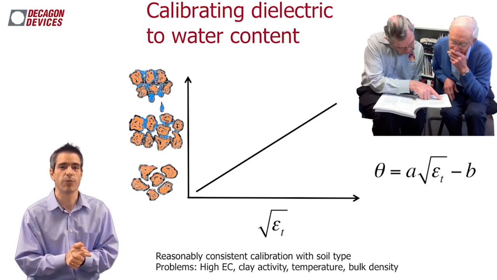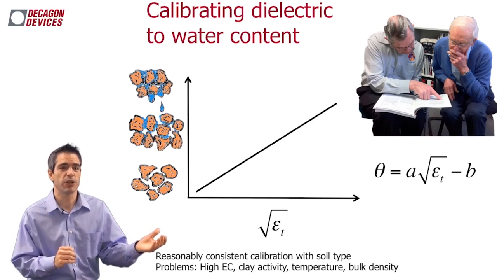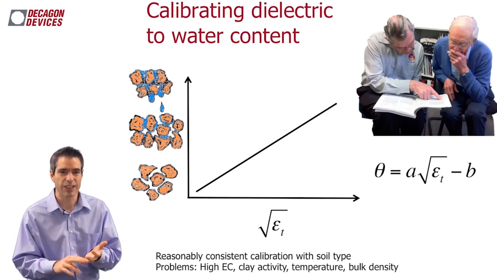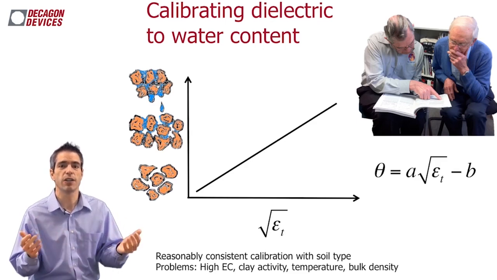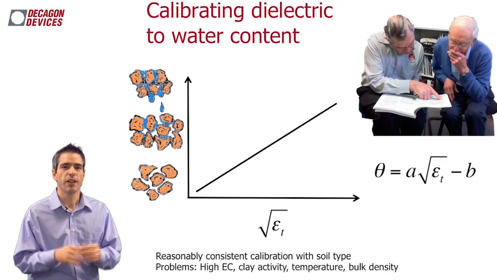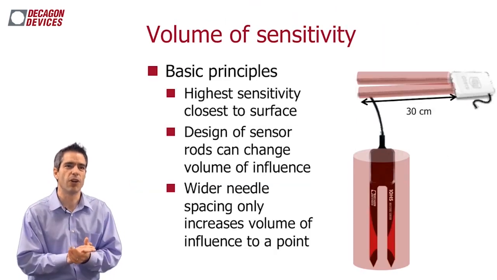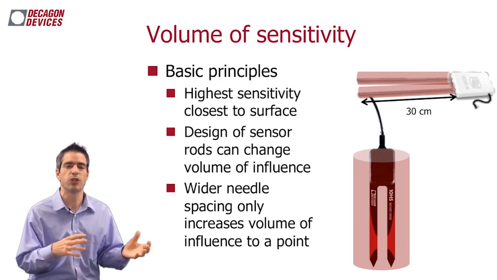And I've noted on the bottom of the slide that we sometimes have problems measuring in high electrical conductivity, high clay activity, and sometimes even temperature and bulk density can affect this relationship, this A and B, these empirical constants. Let's make a brief mention of volume of sensitivity of these dielectric sensors before we jump in and talk about the various types.